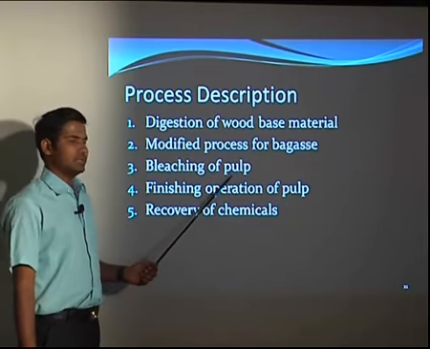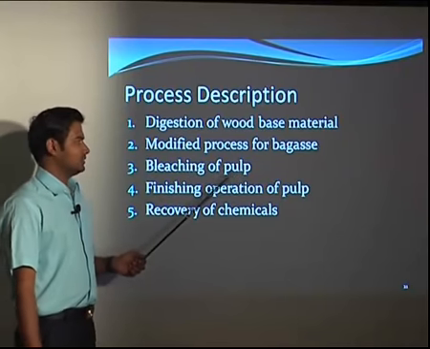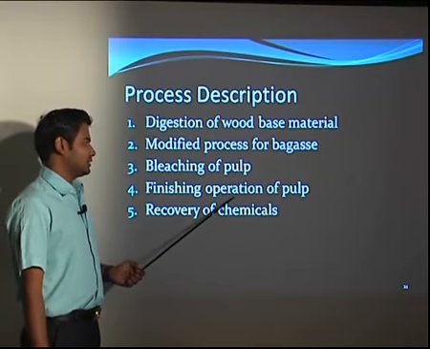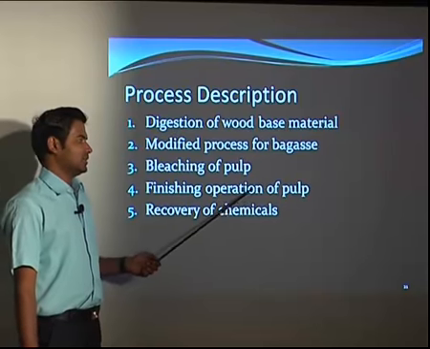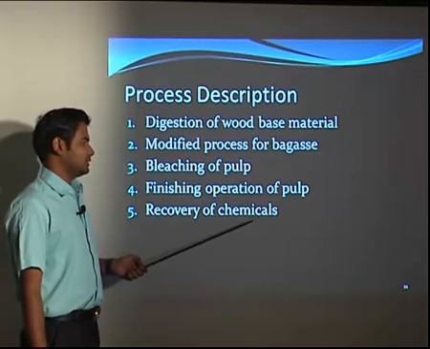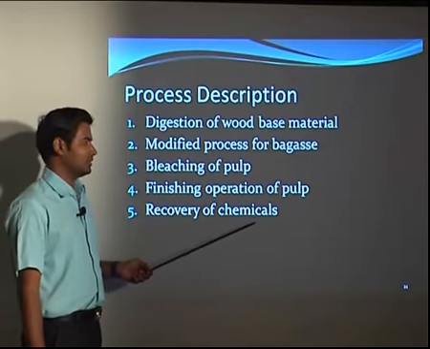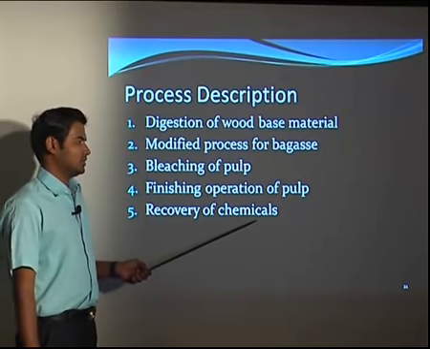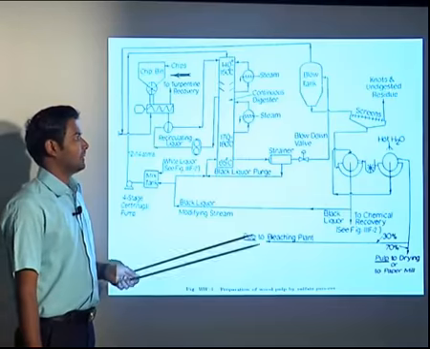Then the bleaching of pulp is necessary in order to get a good color for the paper, and also the bacterial content will be reduced by the use of bleaching. Then the finishing option of pulp. The pulp should be of good quality, and then it should be ready to convert into paper. Then the chemicals which are used for the pulp preparation should be removed as the environmental norms are considered. We have to opt for a separate procedure to remove all the chemicals which are used in paper manufacturing.